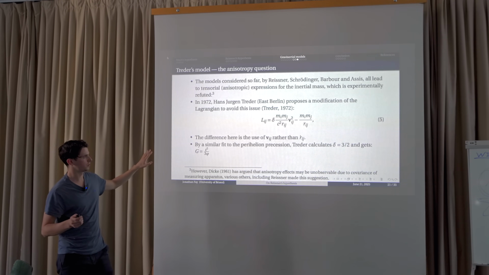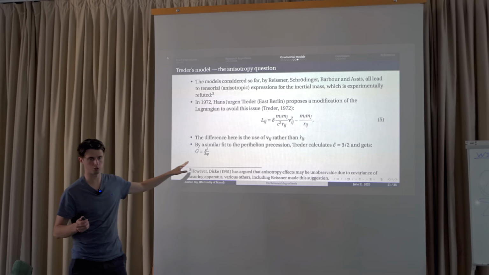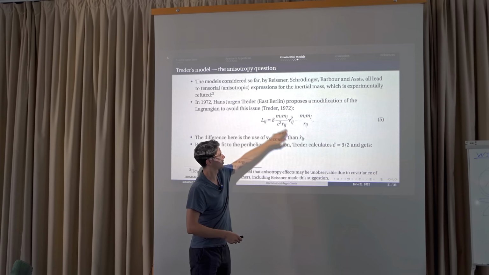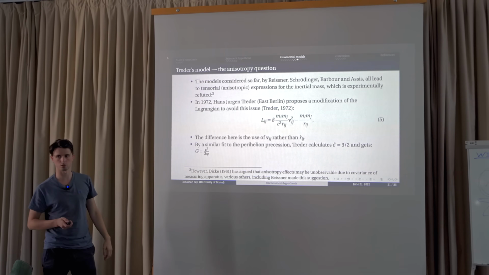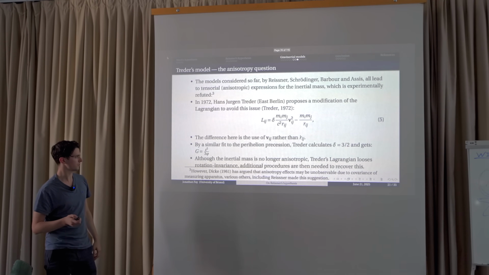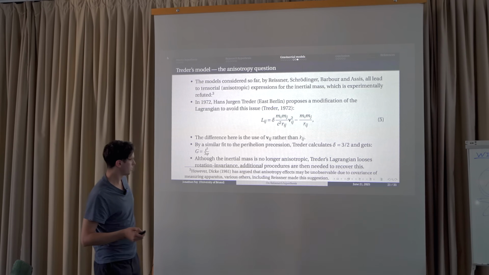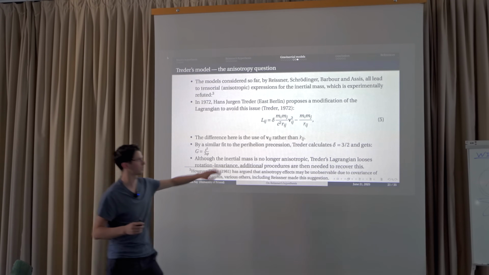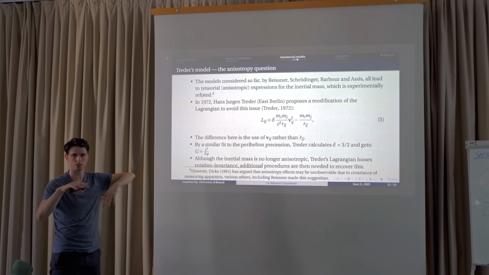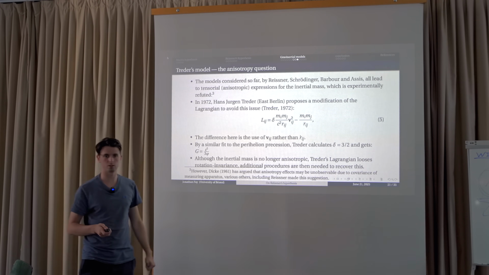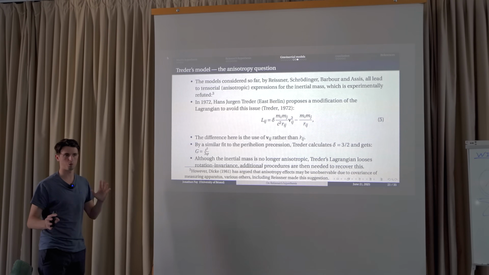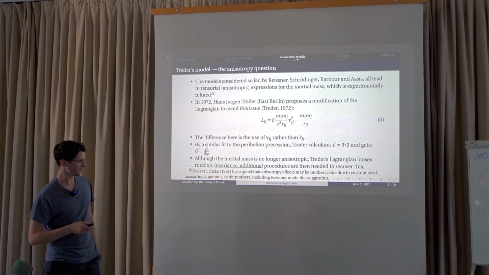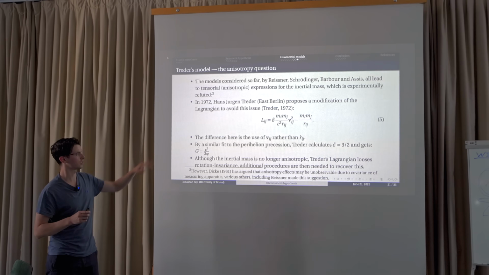In Schrader's theory, he uses the same fit as Assis and Schrödinger to the perihelion precession and calculates a value for this constant of 3/2, and then he gets this value for the gravitational constant. Although the inertial mass is now no longer anisotropic, Schrader's Lagrangian loses rotation invariance because the relative velocities are not invariant under rotations of the system. So you might think this totally undermines Mach's principle. And it kind of does, but there are ways to get around it by reintroducing another term in the Lagrangian, which would get rid of the rotation effect. So that's something else to look out for if you're looking at this kind of theory.